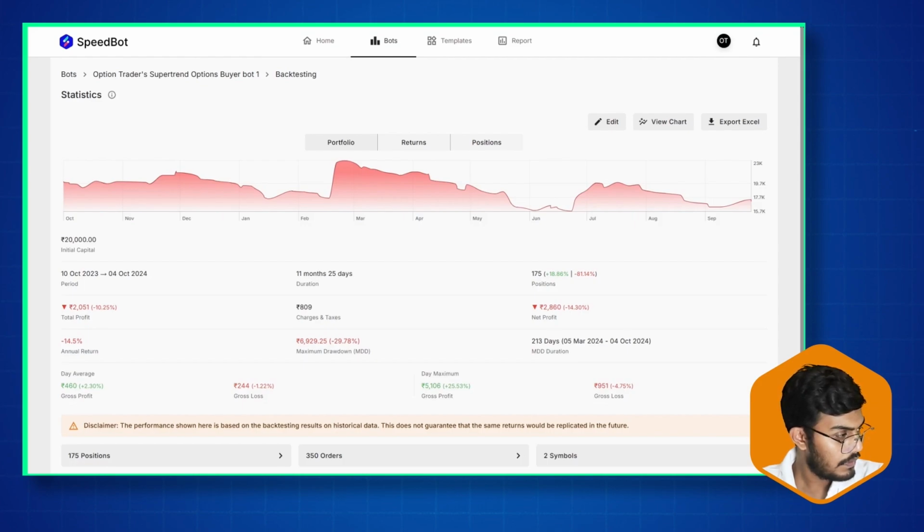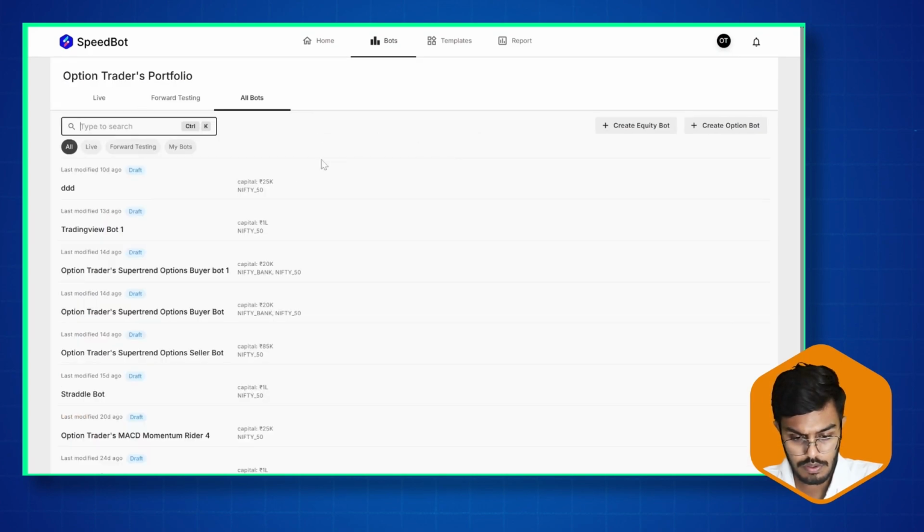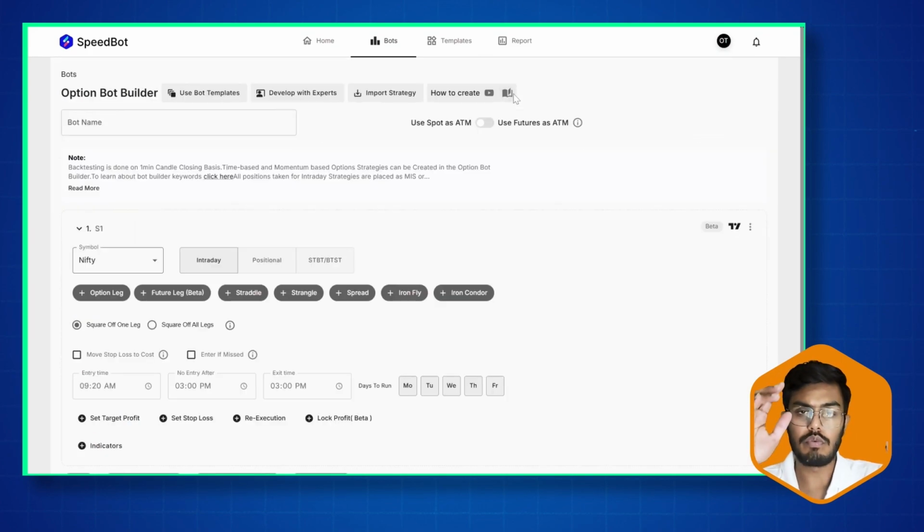The last question seems pretty interesting. It says, how can I create a range breakout bot in options? So this is a pretty good question asked by Salim. So Salim, to answer your question, if you would have gone through the option bot, so over there we have the feature for the range breakout.